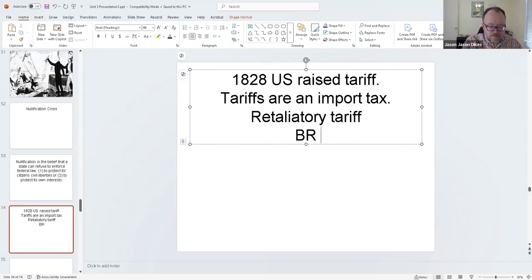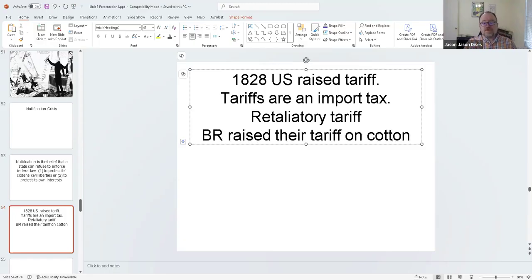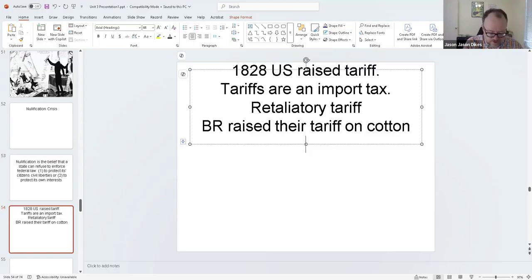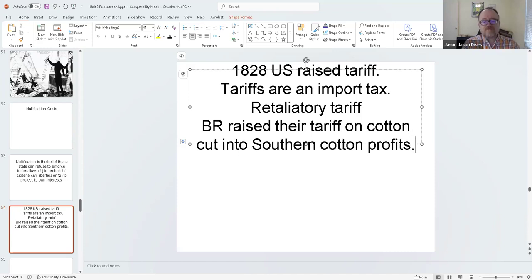Britain raised their tariff on cotton, which is going to cut into Southern cotton profits. So the South was very, very upset about this.